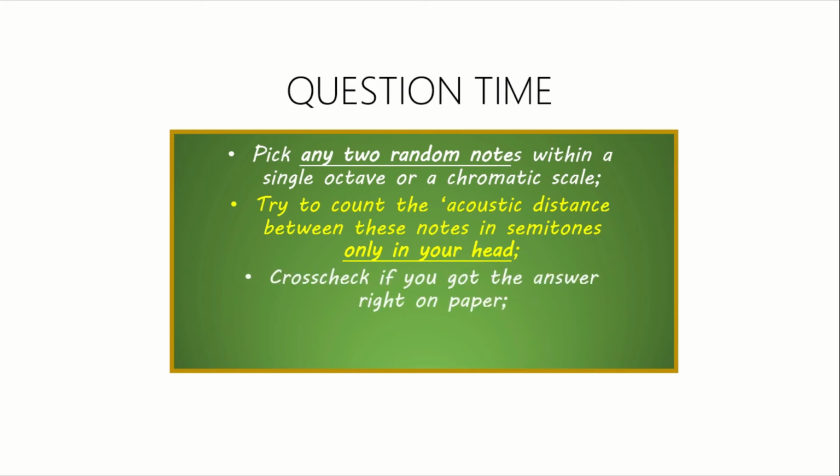Cross-check if your answer in semitones was correct by repeating the counting exercise on paper. If you got it, repeat it 2 more times without fail, consecutively. If you succeed in doing all these, then simply do a victory dance in your living room.